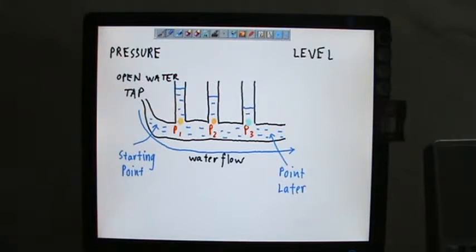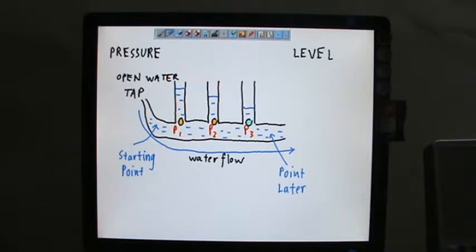Look at this another example. We have an open water tap here, and the water flows in this direction according to the blue arrow. And then we have a region of yellow. We also have a region of brown. We also have a region of light blue. It's just a region, there's nothing there.